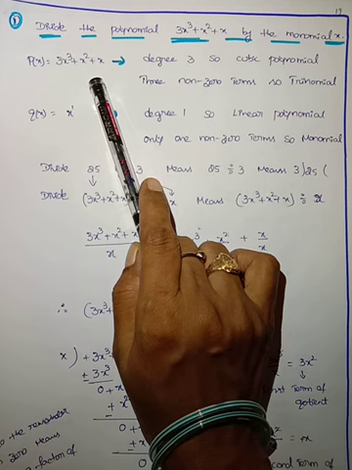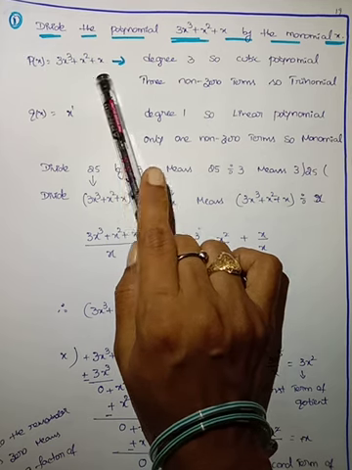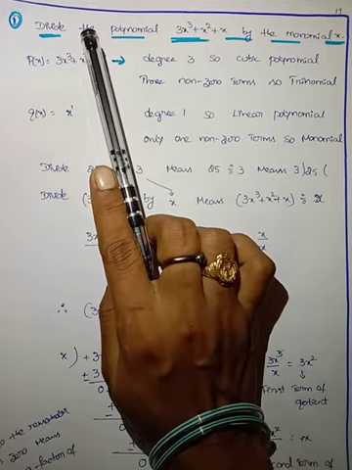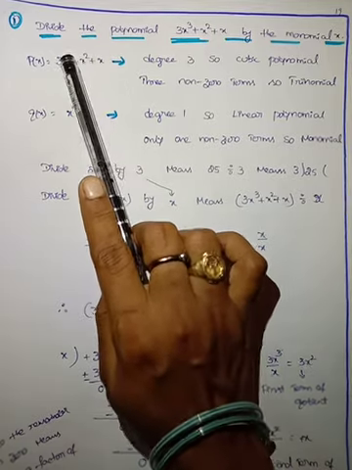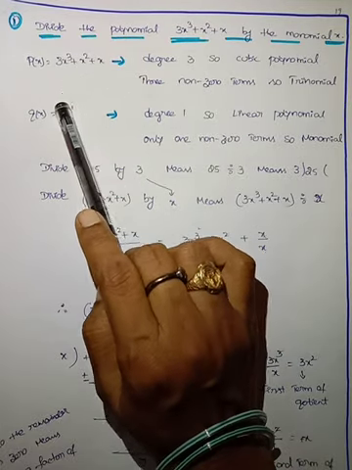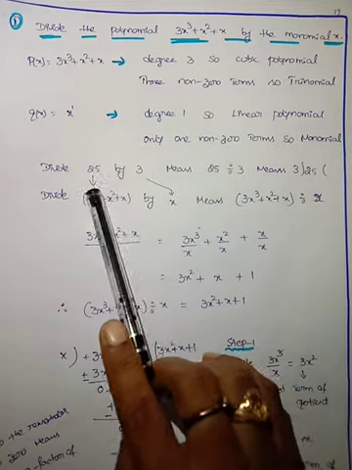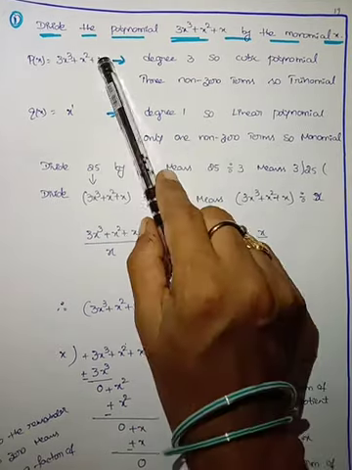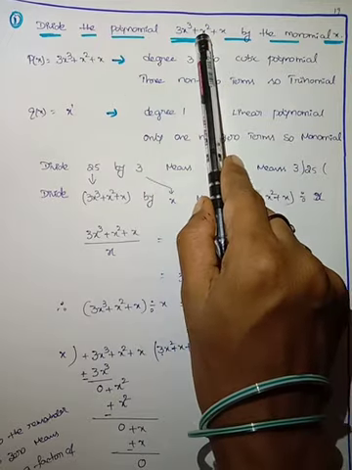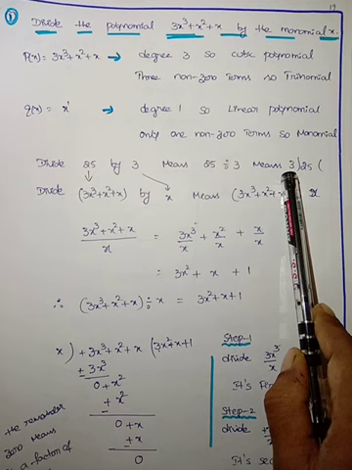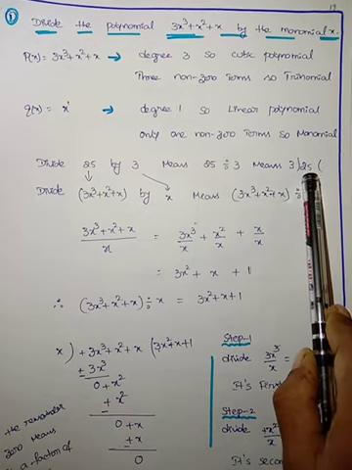First, don't confuse which polynomial is the dividend and which polynomial is the divisor. The polynomial whose degree is highest is the dividend. The polynomial whose degree is lowest is the divisor. Divide 25 by 3 means 25 divided by 3. Here 3 is the divisor and 25 is the dividend.